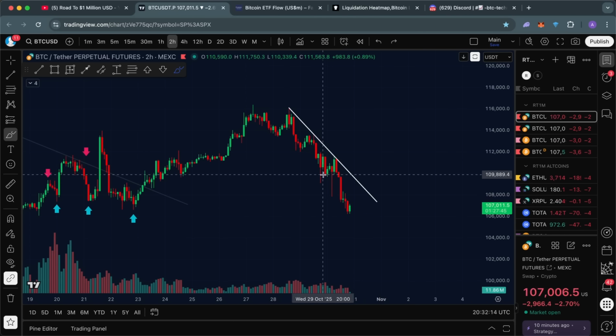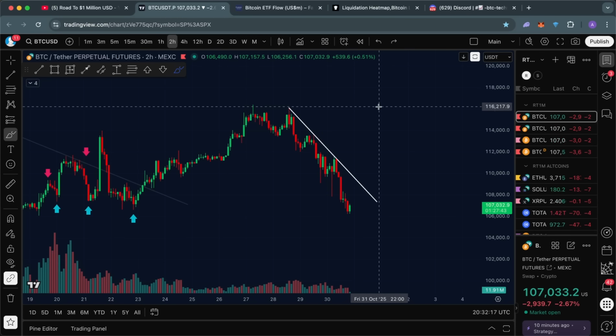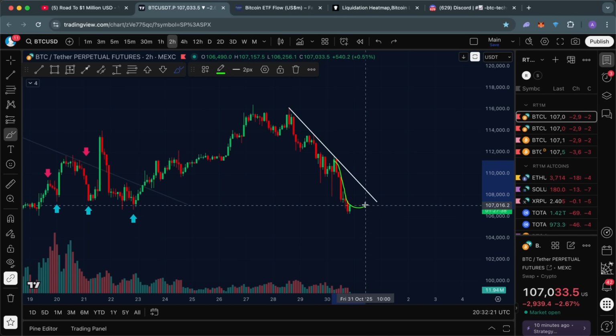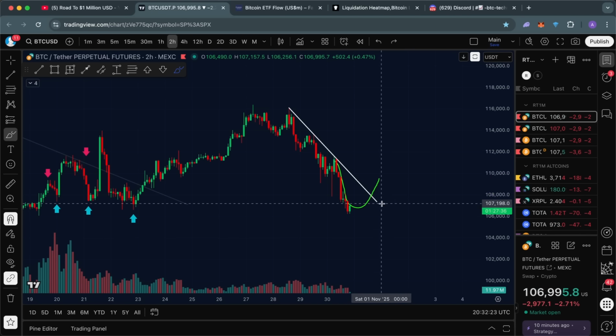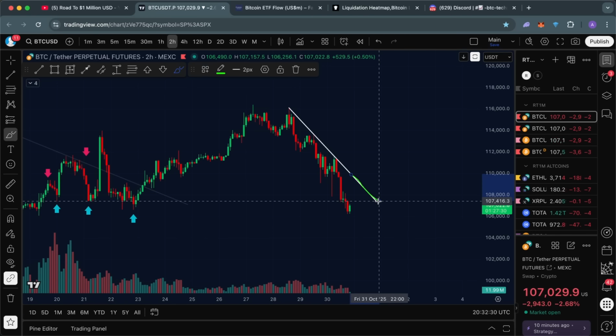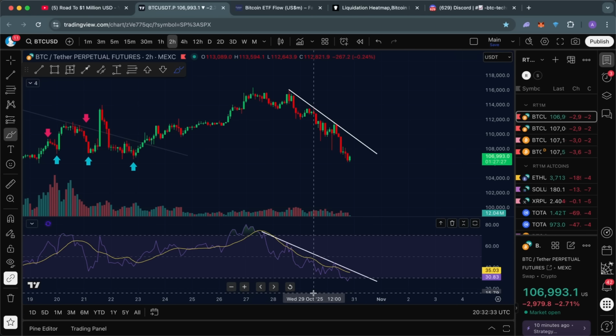If you want to start to see a reversal for Bitcoin, you need to look for a couple of key factors here on the 2-hour time frame. First of all, of course, we need to see a break of that descending trend line. This could be as high as about 110K, but keep in mind that this does trend down over time, so you need to draw it in your own chart.